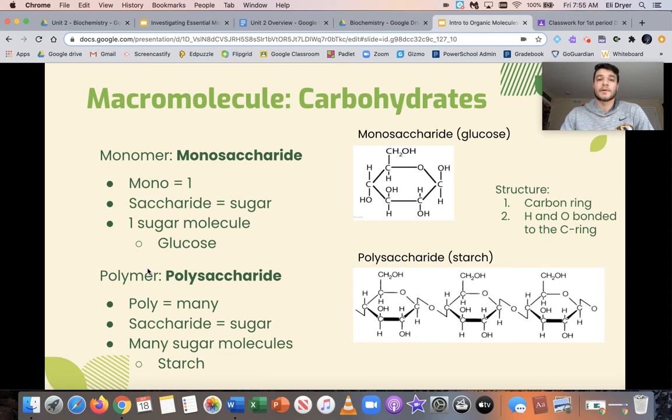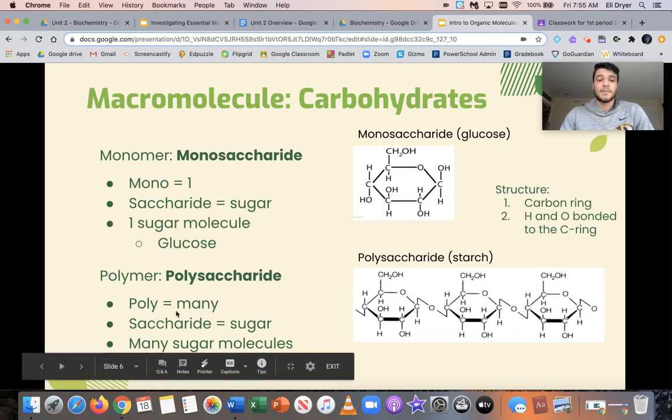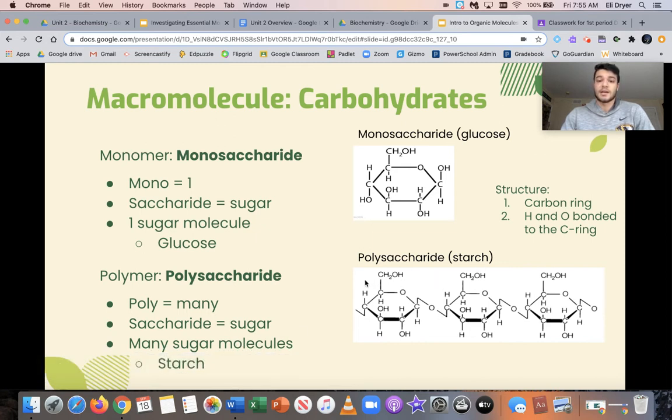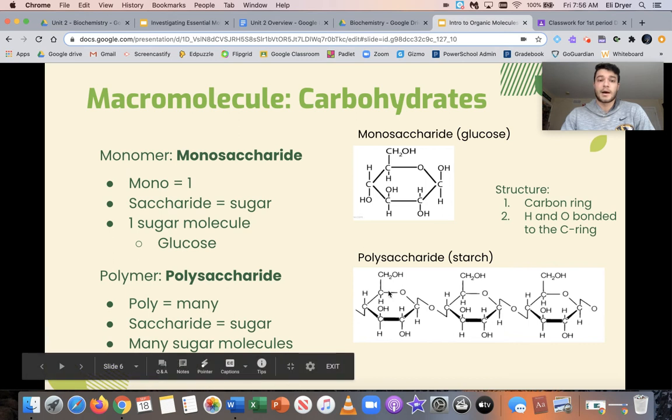So the polymer for carbohydrates is polysaccharide. And let's break polysaccharide down. Poly means many. Saccharide means sugar. So what do you get? Many sugar molecules. An example of a polysaccharide would be starch. Starch is just a bunch of glucose monosaccharides bonded together in a straight line like this.